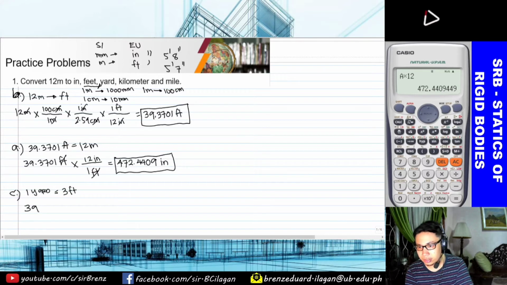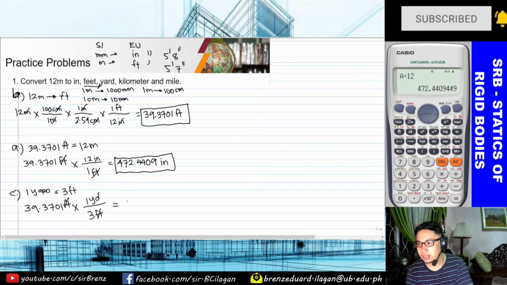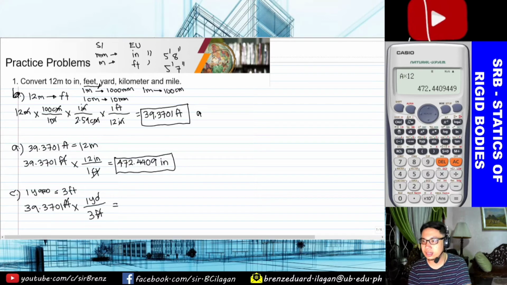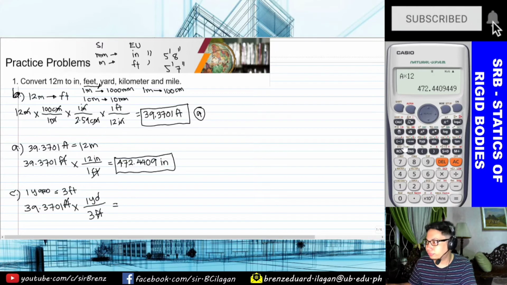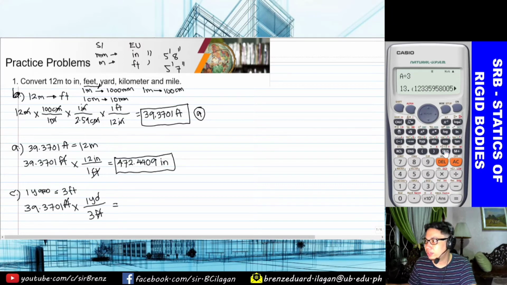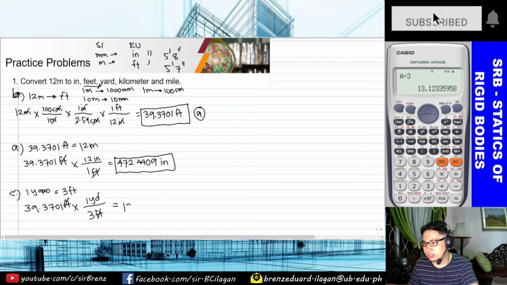So, 39.3701 feet to yards. In 1 yard, there is an equivalent of 3 feet. Again, just cancel it. The answer is stored in letter A. So, using the calculator, we can just delete this and divide by 3. The equivalent value in yards is 13.1234 yards.